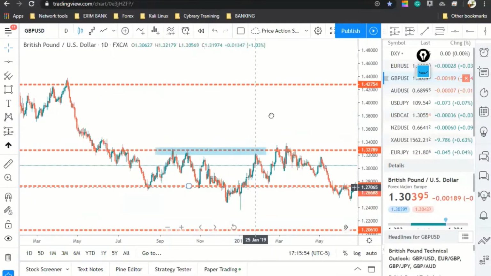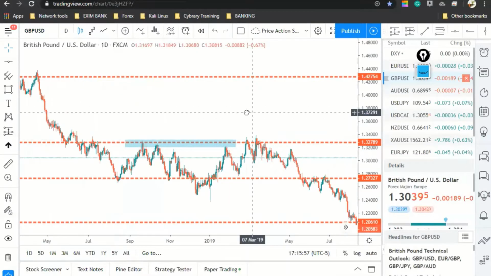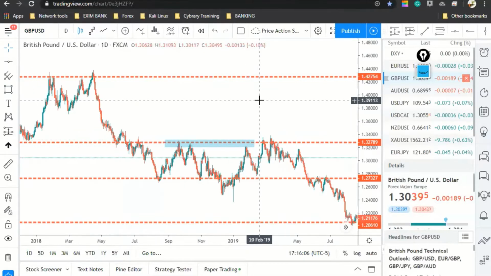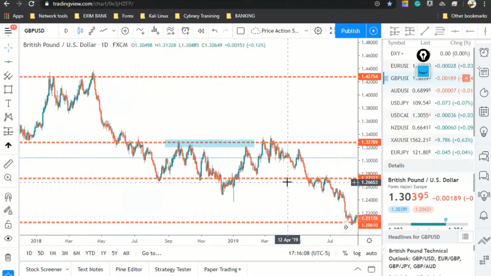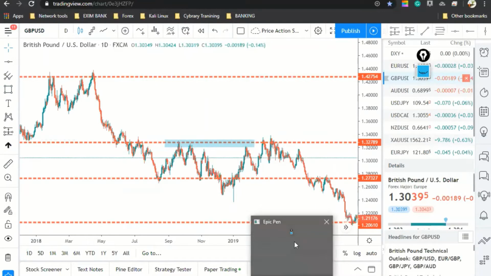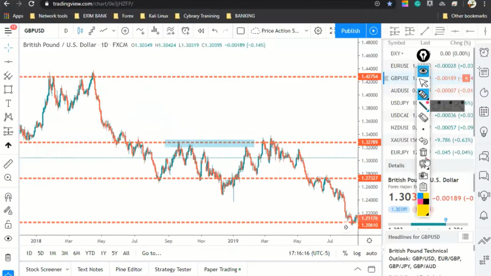So you should practice how to place support and resistance. It's very, very important. Now, what you should know is that when support is broken, it becomes resistance, and when resistance is broken, it becomes support. Now, let me show you what I'm talking about.